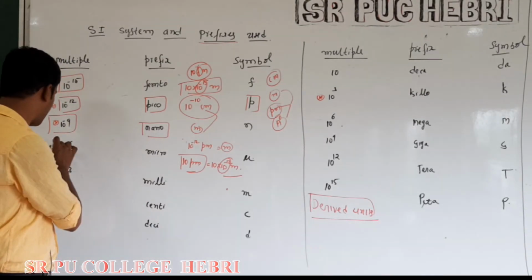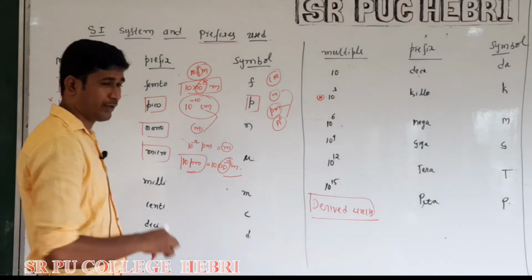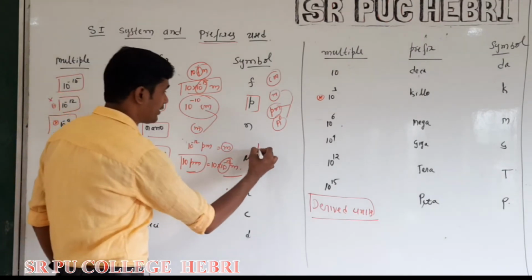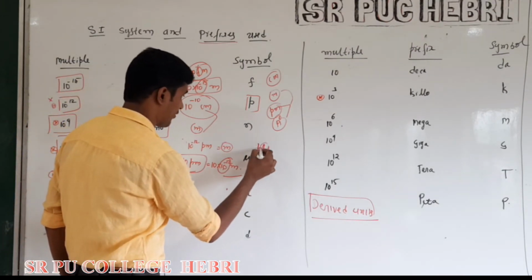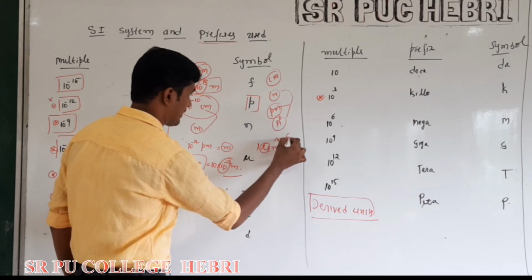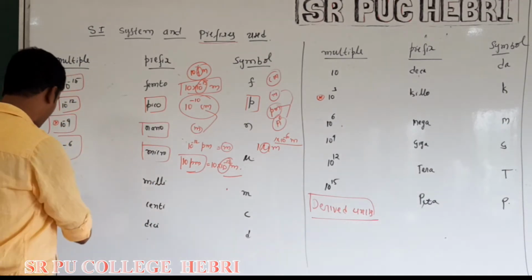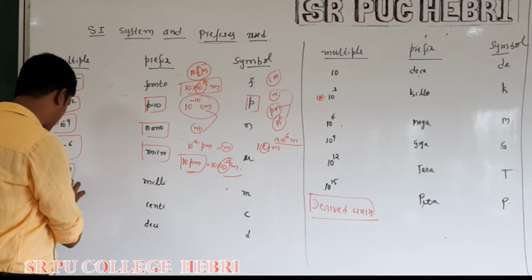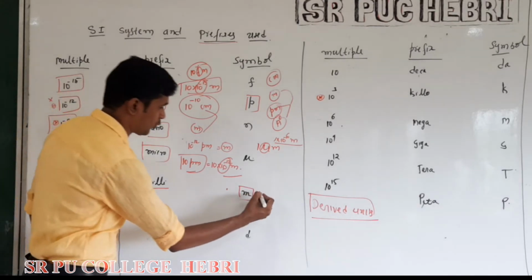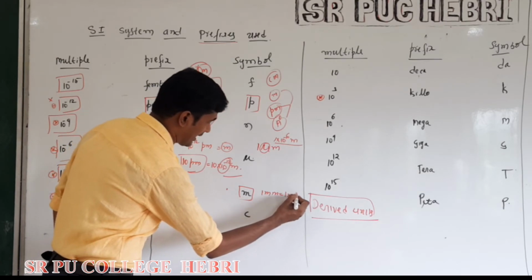Next, 10 raised to minus 6, which is usually known as micro. 1 micrometer means 1 into 10 raised to minus 6 meter. This is how you convert. Understood? Next, 10 raised to minus 3, which is known as milli, its symbol is m. 1 mm, 1 millimeter, means 1 into 10 to the power of minus 3 meter.